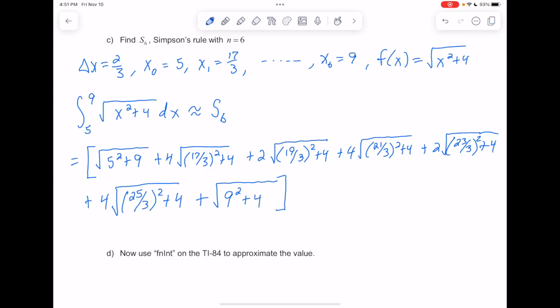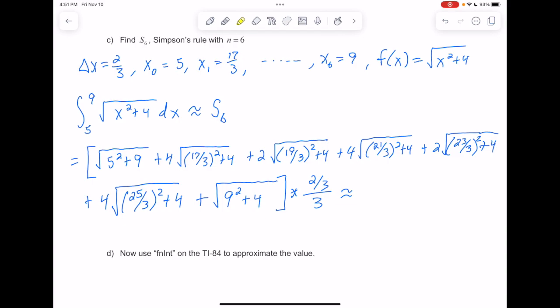And then Simpson's rule is delta x divided by 3 as your multiplier. So we have our delta x, which is 2/3, and then all of that gets divided by 3. That's just 2/9. So when I go to the calculator, I'll probably just put in a 2/9. But there it is written out.